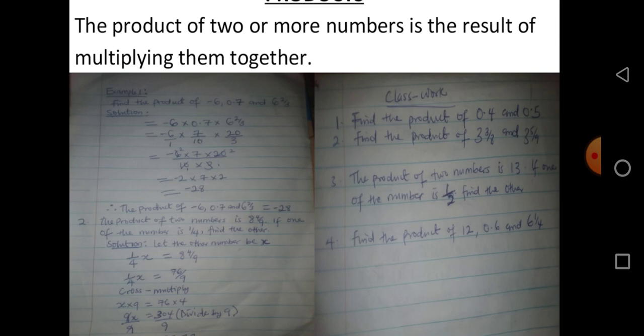So what is cross multiplication? The number at the bottom of one fraction multiplies the one at the top of the other side, and the other one at the bottom multiplies the one at the top on the other side. So you multiply crossly. We now have x times 9, which gives us 9x, and 4 times 76. So 9x equals 76 times 4, and 76 times 4 is 304.